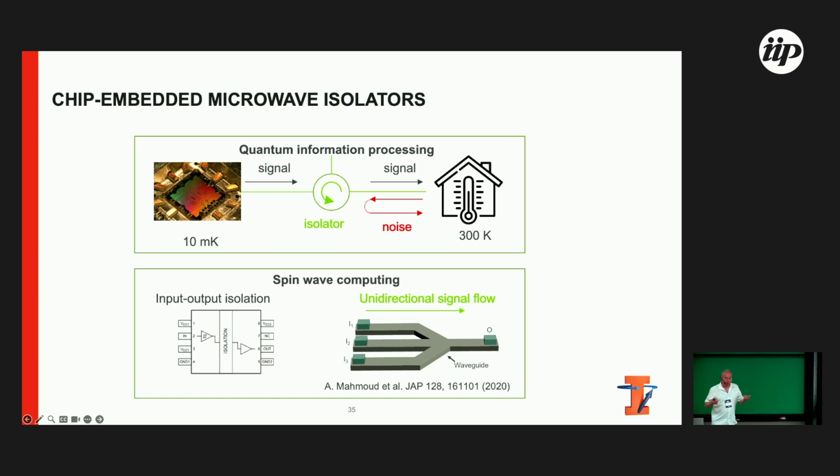But not only in the quantum information world, also if you want to do more conventional computing, and let's say you want to do computing with spin waves, what you want to do is isolate the input from the output. You want to make sure that the information only propagates one way, not the other way. So you're interested in having non-reciprocal propagation of microwaves.